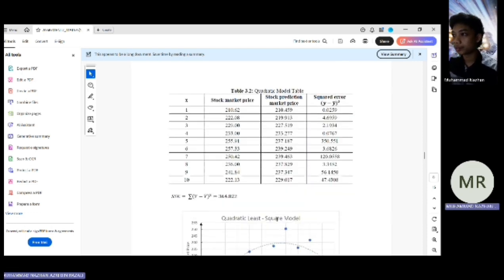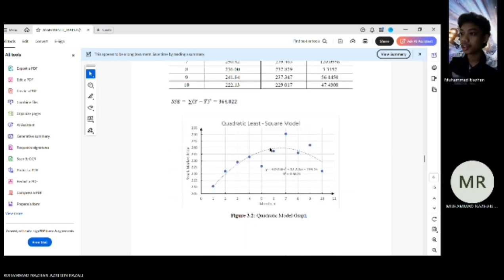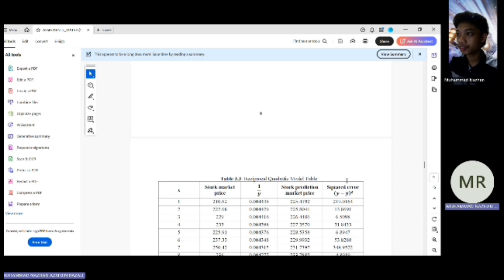And then we get the quadratic model table. Same as the linear model table, we use the quadratic equation, and then we get the stock market price and stock prediction market price, and then we subtract them. So we get the sum of the square error, which is 364.822. And then we get the graph for the quadratic model.